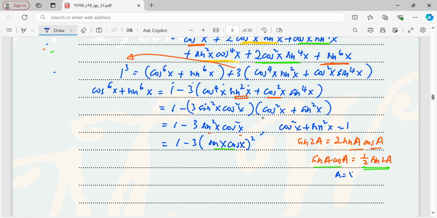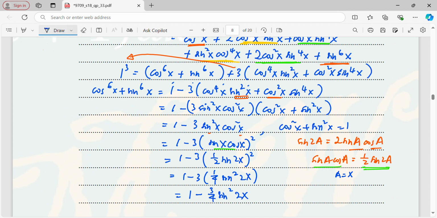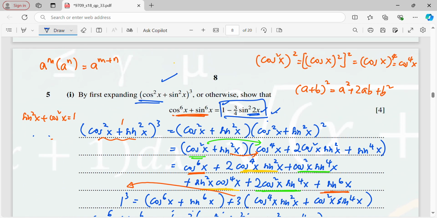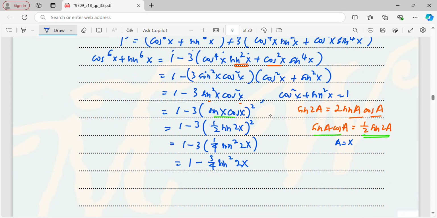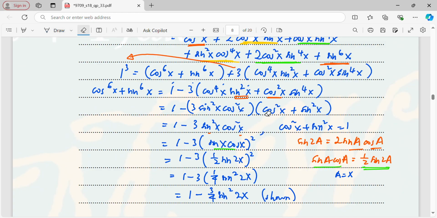So my a is x. Therefore, now I will change to 1 minus 3 times half sine 2x and squared. So obviously, when you square the bracket, square the half, it will be 1 over 4. Square the sine 2x, that will be sine squared 2x. And now I just need to rearrange. That will be 1 minus 3 over 4 sine square 2x. So when you compare with the question there, it's exactly the same now. That means we have shown the given form.